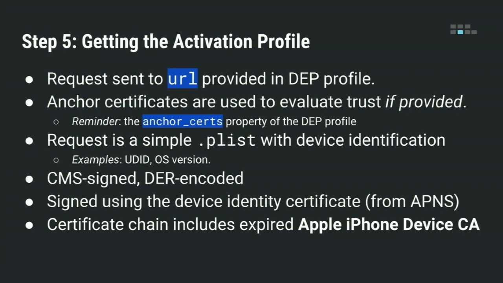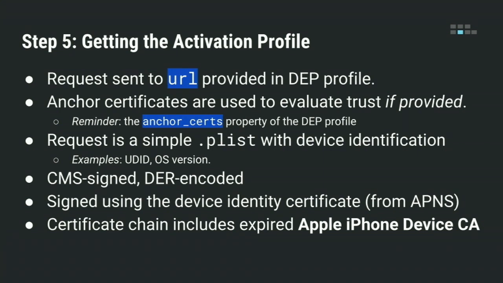So what exactly happens in this step? So we send a request to the URL that was provided earlier. That URL is pointing to an MDM vendor server somewhere, and its job is to return a configuration profile. And again, if the anchor certificates were provided, the implementation will actually pin using those certs, and we validated that that is the case.